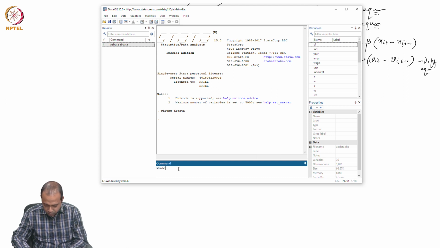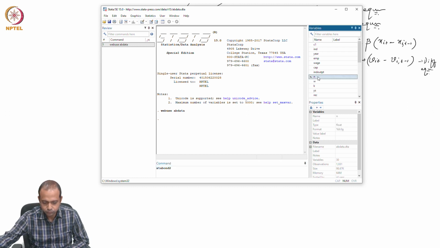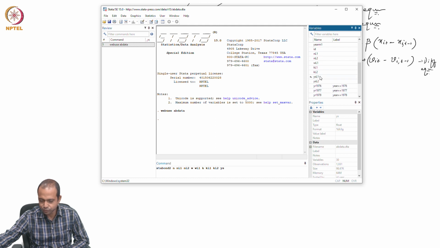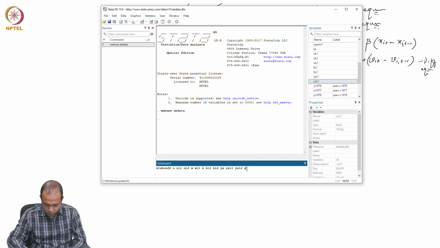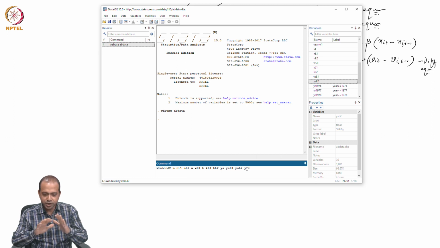So, xtabond2 n, then n L1, n L2, and then we have w, then w L1, capital, then capital lag 1, lag 2, then we have ys, ys L1, ys L2, then I have the year specific dummy. So, this is my first specification.